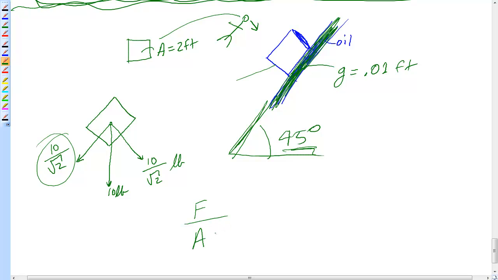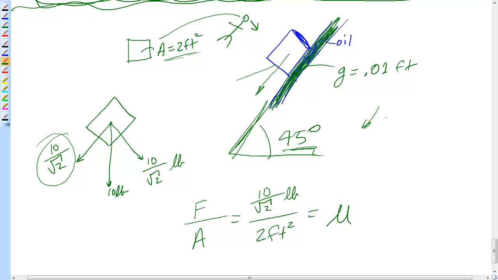Therefore, that's the force. The area, here you go, 10 over square root of 2 is the force pulling this thing down this incline. The area is 2 feet squared, so this would be pounds, is equal to mu times, say this thing's sliding down here with the velocity equal to 5 feet per second. Moving a little fast, maybe that's a little too fast, but that's okay. Then the gap. Okay, now you have to remember this is from before. We're assuming a linear distribution.